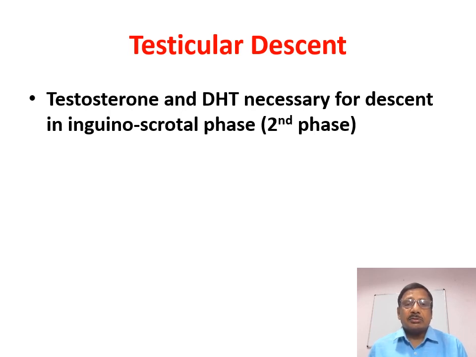Testicular descent, as you have seen previously, hormones play a role in the second phase. That means the inguino-scrotal phase; the first phase was from the abdomen to the inguinal canal. The second phase is from the inguinal canal to the scrotum. These testosterone and dihydrotestosterone are necessary for descent. If their level is low, you may have an undescended testis.